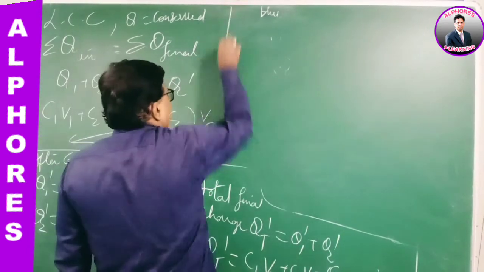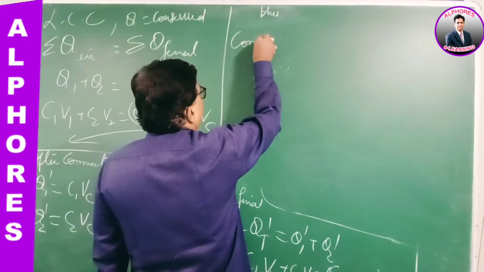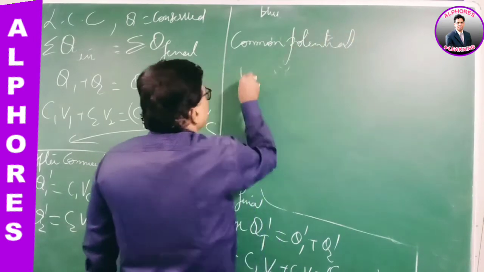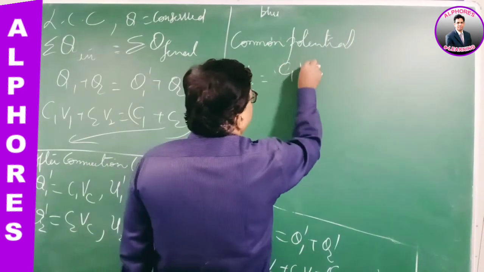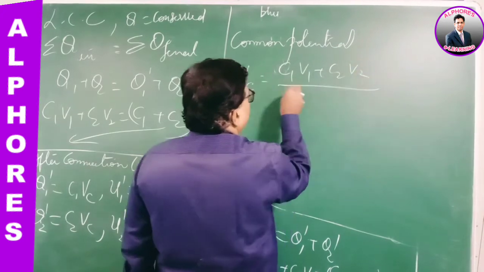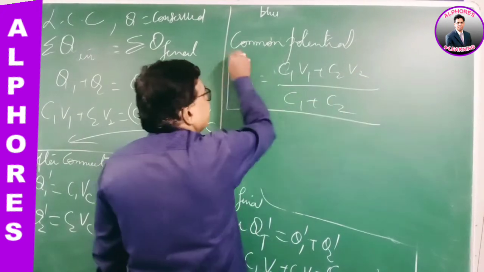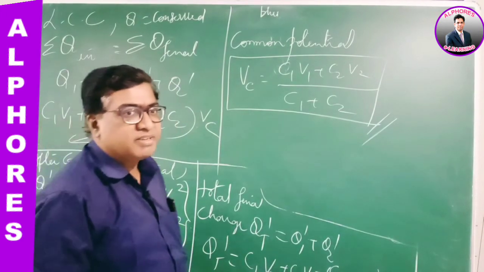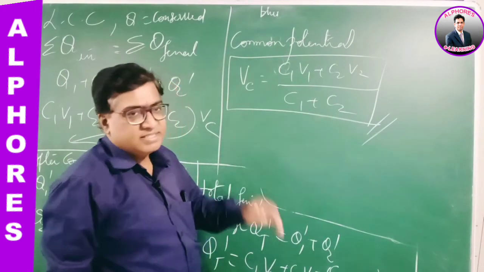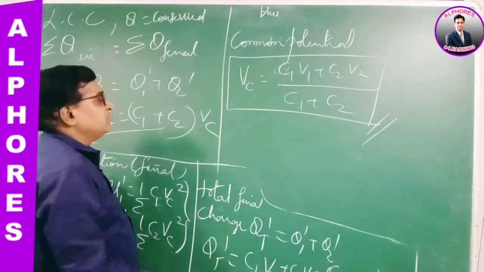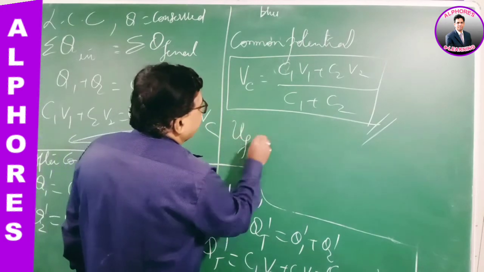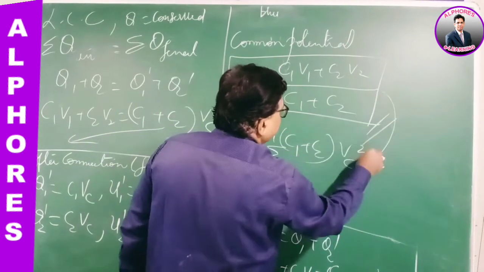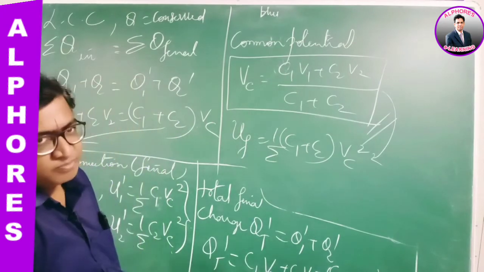Equating both, I get the common potential. The common potential Vc is C1 V1 plus C2 V2 by C1 plus C2. This is the formula. And now the final energy is half C1 plus C2 into Vc square. Substitute this here, and you will get the final energy that is stored.